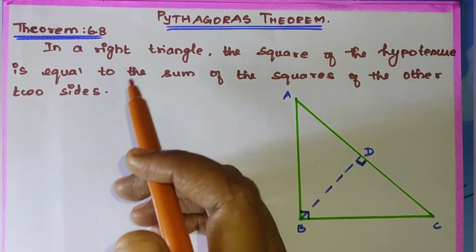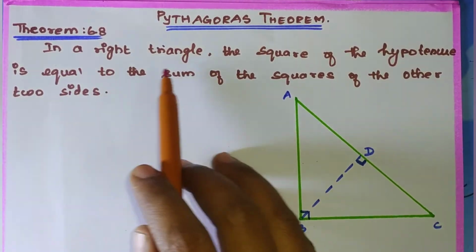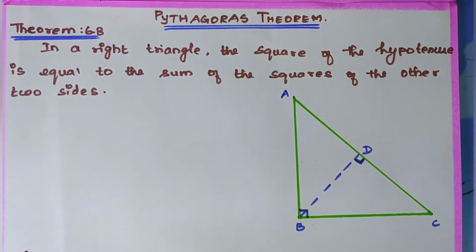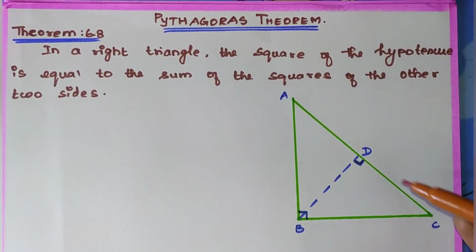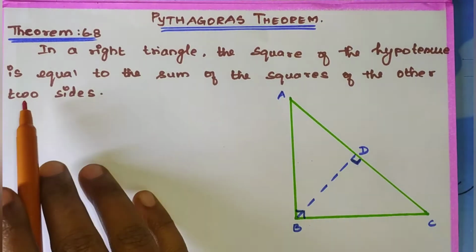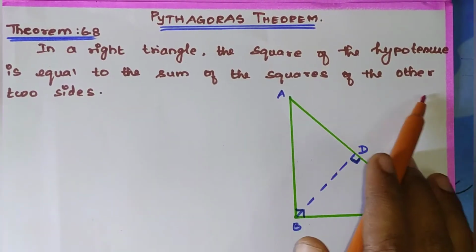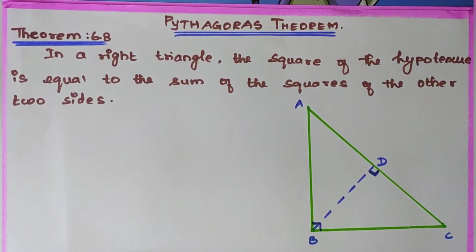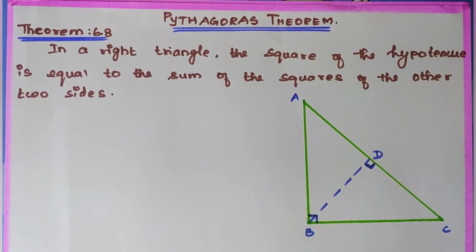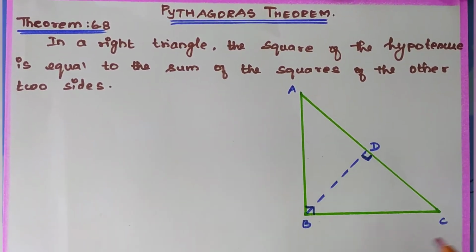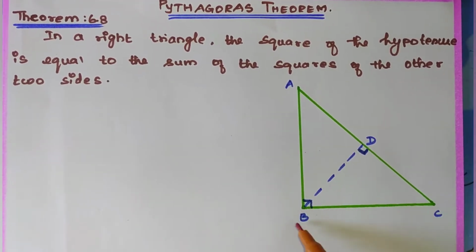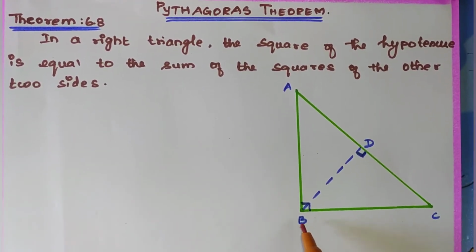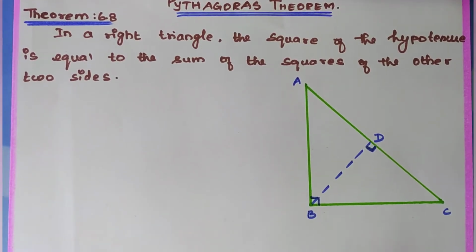This is a very important theorem. In a right triangle, the square of the hypotenuse is equal to the sum of the squares of the other two sides. This is the statement of the theorem. ABC is a right angle triangle, right angled at B. Clear? That only I am going to take to prove this theorem.